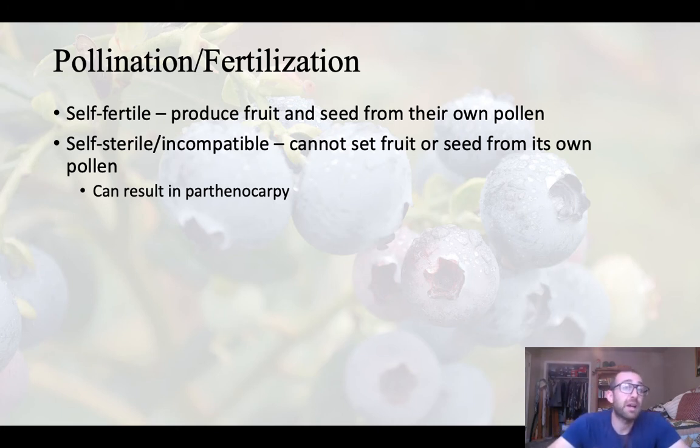Some other things about pollination and fertilization. Some plants are self-fertile, so they can produce fruit and seed from their own pollen. They can pollinate themselves. Other plants are not self-fertile. We'll refer to them as self-sterile, or self-incompatible. So they cannot pollinate themselves. They cannot create fruit or seed from their own pollen. And what can result from this process, if you have a self-incompatible plant that happens to pollinate itself, is something called parthenocarpy.